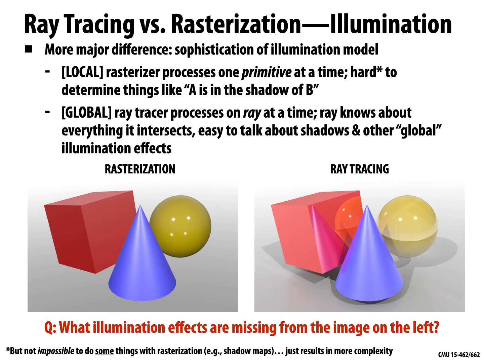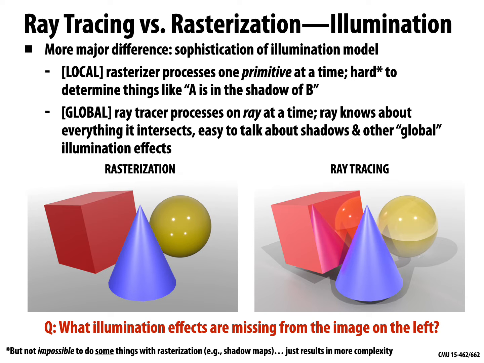Right? Because of the structure of these algorithms, they're going to be better or worse at dealing with different kinds of illumination. So because a rasterizer processes one primitive at a time, it's really hard to answer questions like, is triangle A in the shadow of triangle B? Right? The viewpoint of the rasterizer, all it sees of the world is one triangle coming down the pipeline at a time.